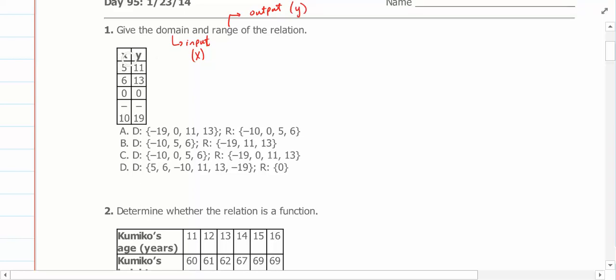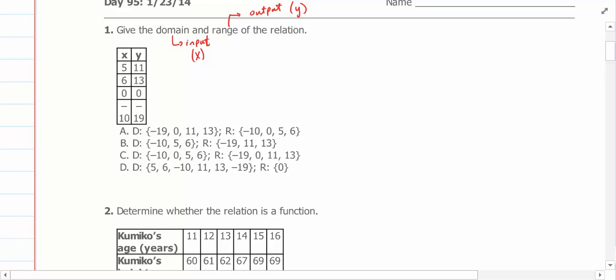So when we have domain and range given to us here in a table, it's very easy to identify. We're looking for domain values, the list of these numbers, 5, 6, 0, and 10. And that doesn't really display that clearly. This should be a negative 10. And then our range values, our outputs are 11, 13, 0, and negative 19. So we should get in the habit of listing these in order from least to greatest. And if we do so with the domain values, we start with negative 10. We move to 0, then 5, and then 6.